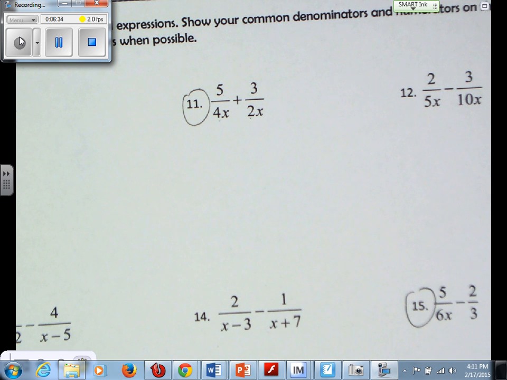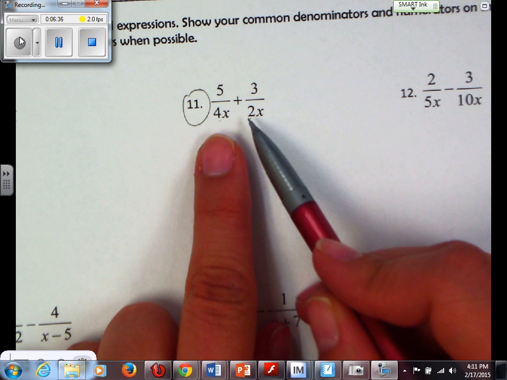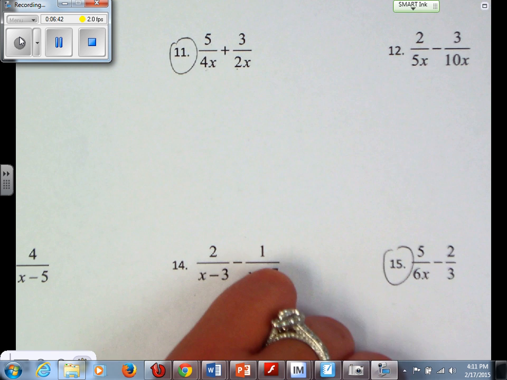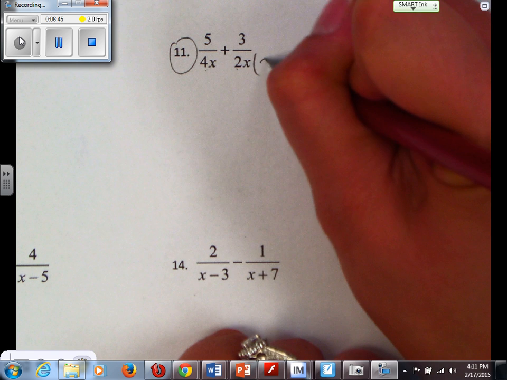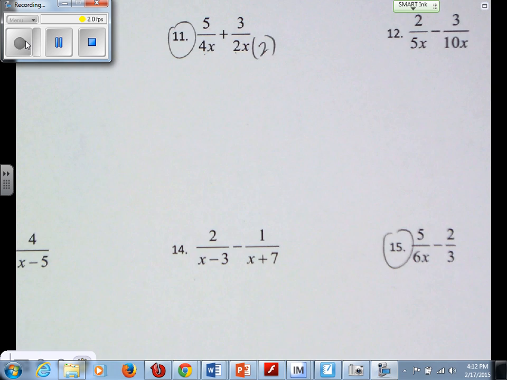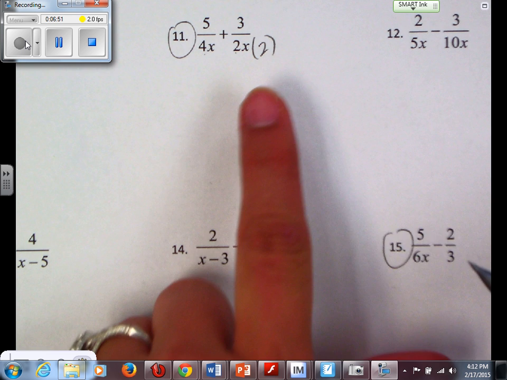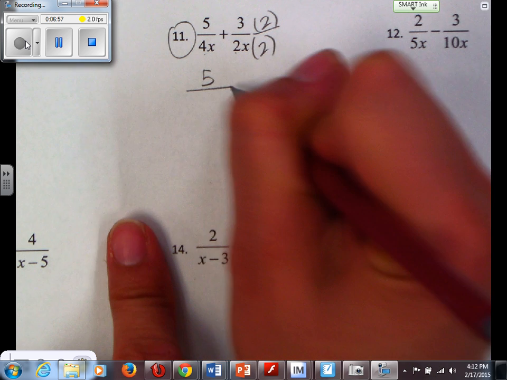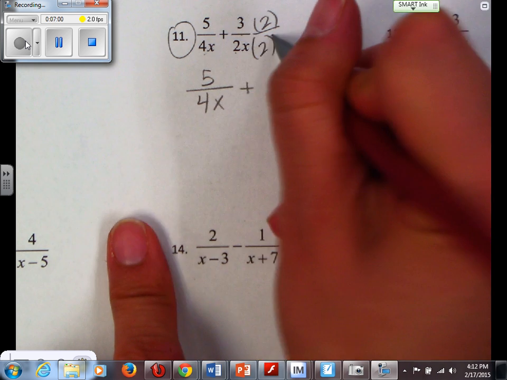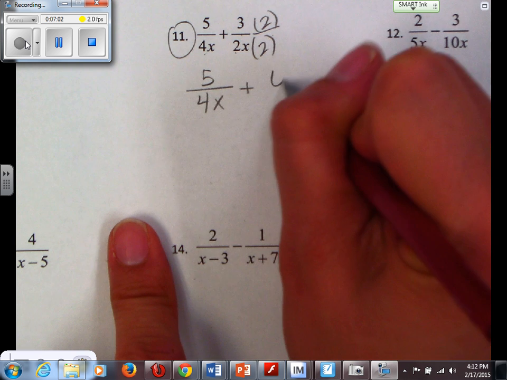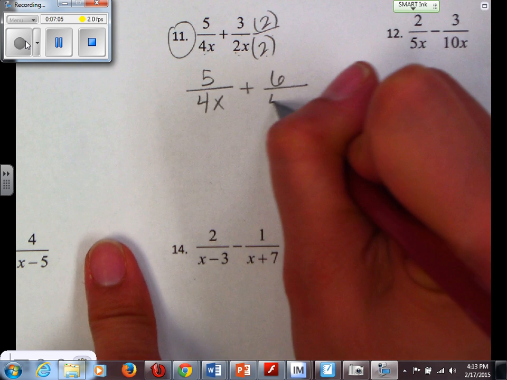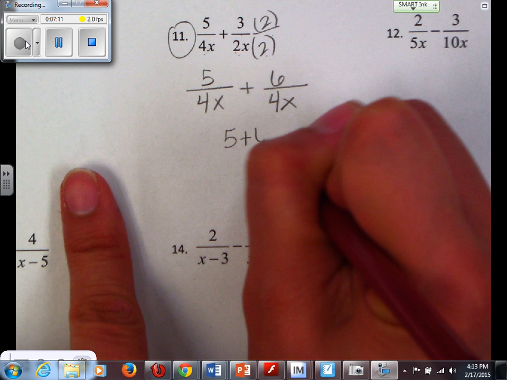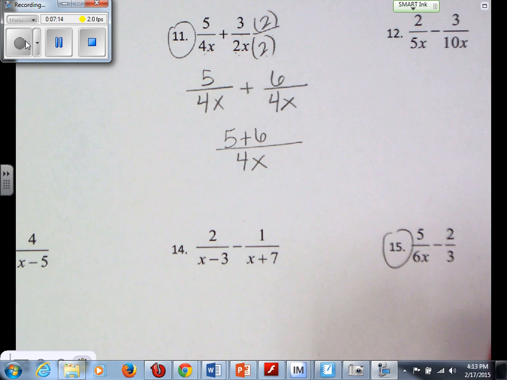Okay, but what you need is a common denominator. So how can I get 2x to be equal to 4x? Multiply times 2. You're going to multiply the top and the bottom by 2. What you can do is multiply the numerator and the denominator by 2. So you're going to keep the first fraction the same. What's 3 times 2? 6. Good. And what's 2x times 2? 4x. Do I now have a common denominator? Yes, they're the same. So all you're going to do is 5 plus 6 all over 4x.